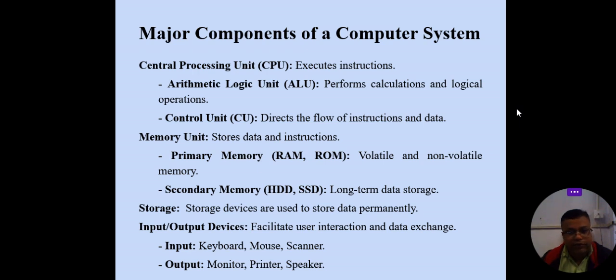And memory unit, it has two types. Number one is primary memory and number two is secondary memory. Now, the question is, what is primary memory? Primary memory can be volatile or non-volatile. That means RAM is a volatile memory and ROM is a non-volatile memory, which means it can only be read.